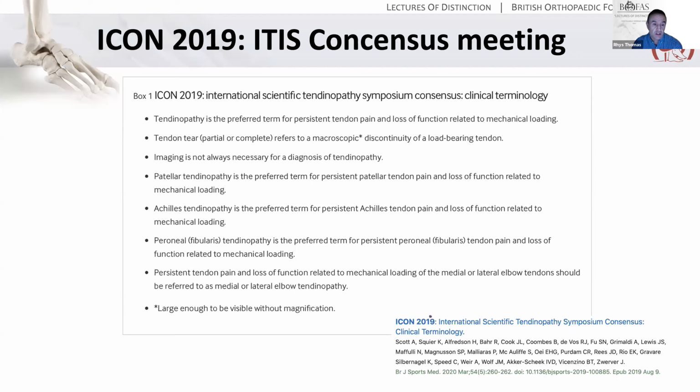So they stated that tendinopathy is the preferred term for persistent tendon pain and loss of function related to mechanical loading. That a tendon tear, whether partial or complete, refers to a macroscopic discontinuity of a load-bearing tendon and doesn't necessarily rely on imaging. Now, interestingly, if you think about a macroscopic abnormality pertaining to a tendon, that can vary certainly between individual surgeons. And I think when we look through some of the disease processes, we can see some of the confusion that has persisted perhaps within the literature.